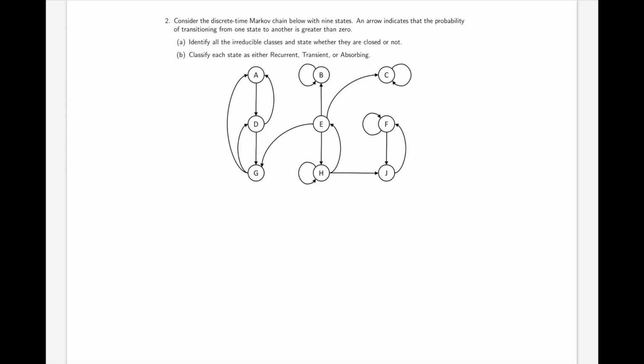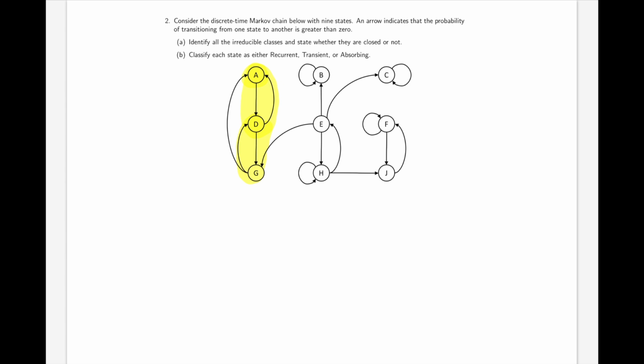So first of all, we'll consider state A. Now there is a path from A to D and a path from D to A. So these communicate with each other, and so they will be part of the same equivalence class. There is also a path from D to G and a path from G to D. So D and G will be part of the same equivalence class, and so A and G will be part of the same equivalence class. Now there are no paths from any of these states to any other state, so this must be just one irreducible class.